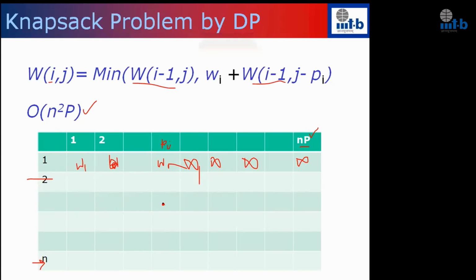In order to fill one entry in the table, what you need is the min of two things. So each entry in the table can be filled in order one time. So the total complexity of filling this table is order n square P. Okay, and the space as written now is order n square P. But if you just want to find the maximum profit that you can make, you can just use two columns. But if you want to find the items that you need to pick in order to make so much profit, that would require a table of order n square P.